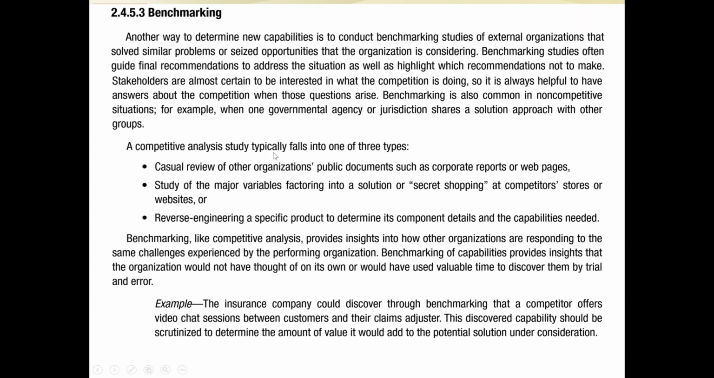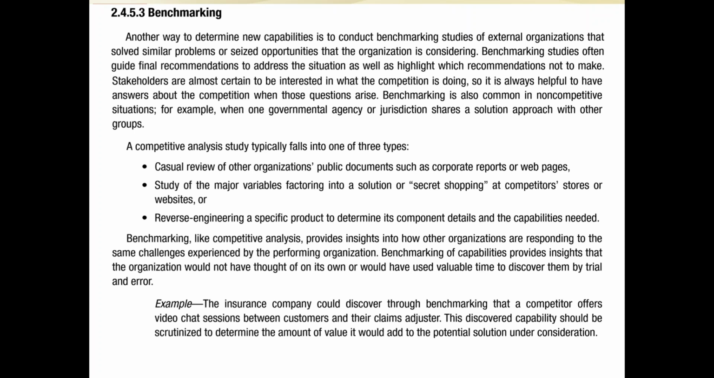A competitive analysis study typically falls into one of three categories. Casual review of other organizations' public documents such as corporate reports or web pages. So what I can do is, maybe there is a financial report issued by Telenor. So I will go through that and try to find the causes of problems in it. Study of the major variables factoring into a solution, or secret shopping of competitor stores or websites.